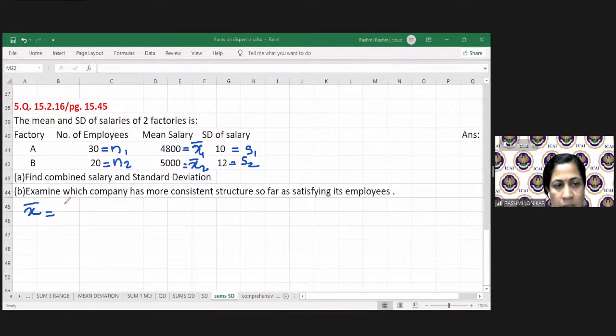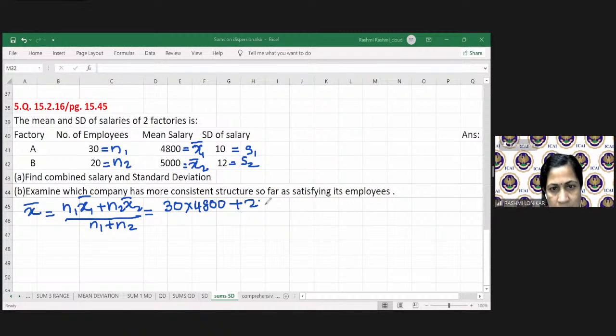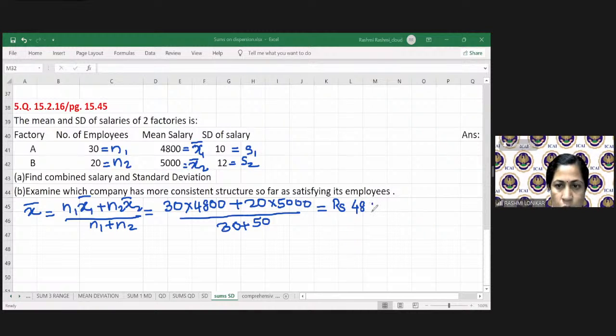X bar is equal to N1 X1 bar plus N2 X2 bar upon N1 plus N2. So this is equal to 30 into 4,800 plus 20 into 5,000 upon 30 plus 20. How much is the combined salary? If I take the two factories together, the combined salary comes to 4880. This is my X bar.